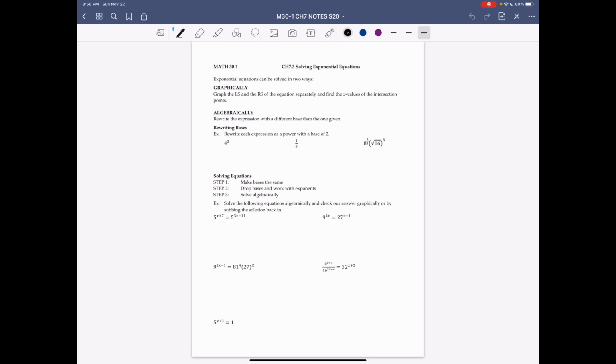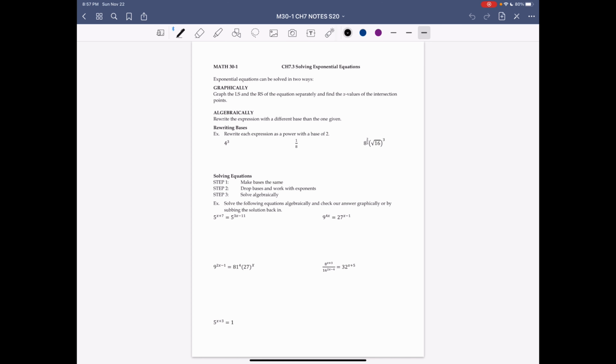Chapter 7.3, Solving Exponential Equations. Exponential equations can be solved in two ways. We can solve them graphically by graphing the left side and the right side of the equation separately and then find the x values of the intersection points. Or we can solve them algebraically by rewriting the expression with a different base than the one given.